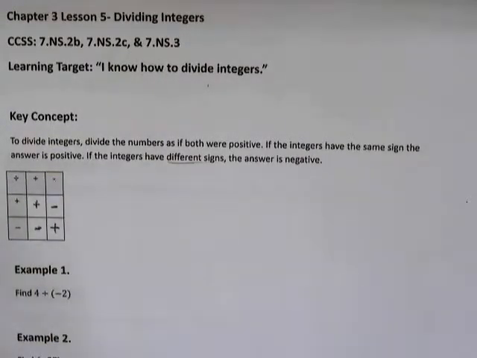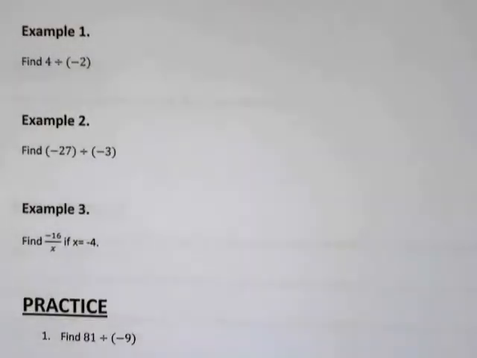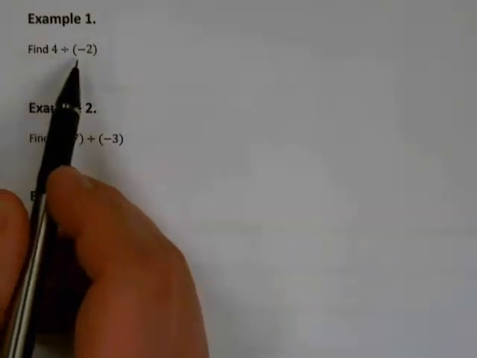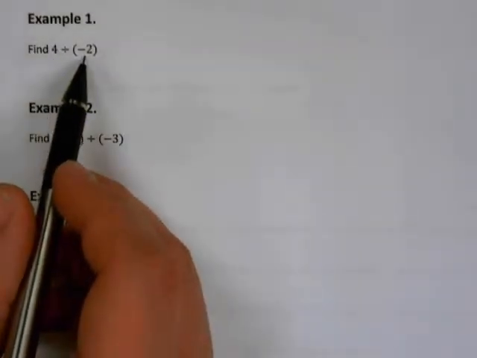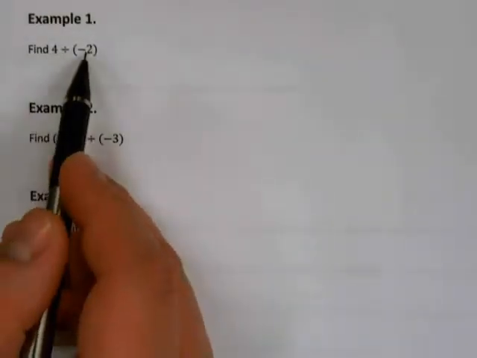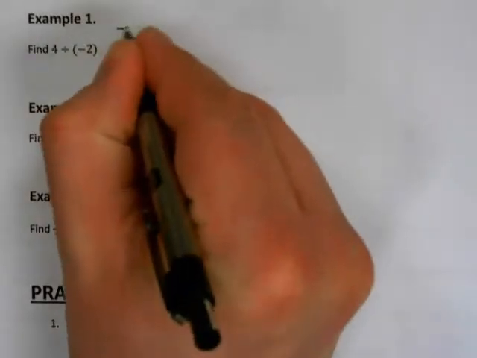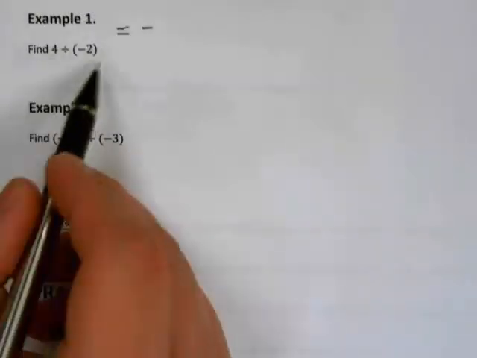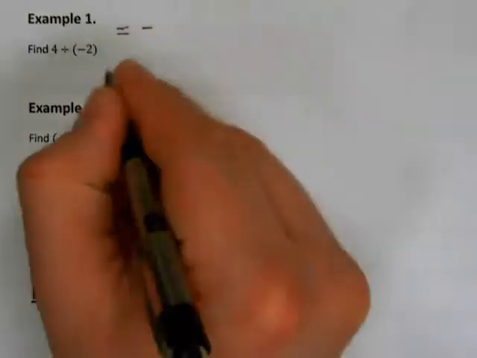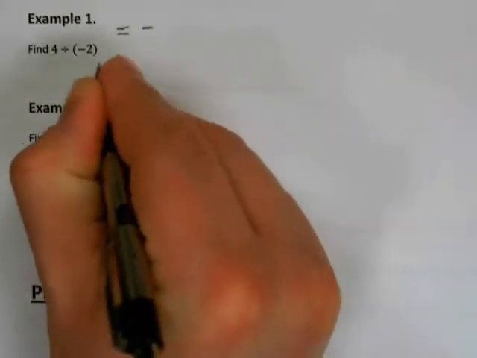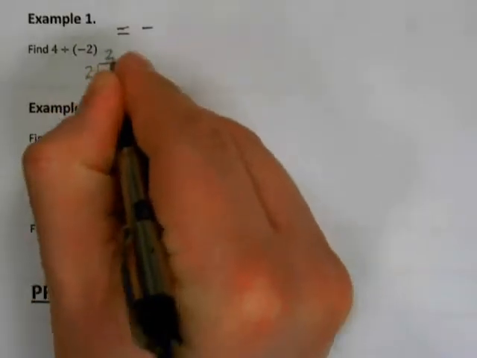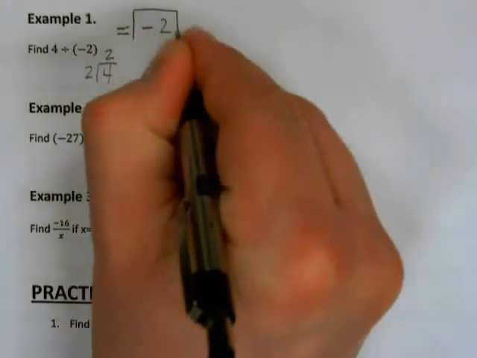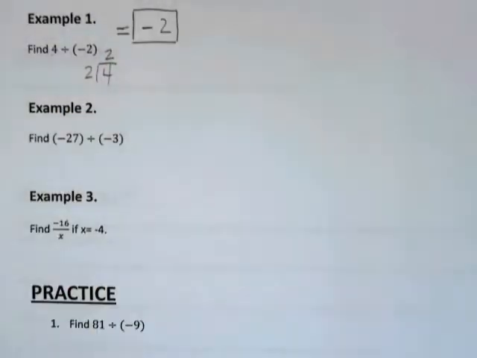Okay, let's do some examples. All right, example 1 says find 4 divided by a negative 2. Okay, and we see this one is positive, this one negative, so we know that our answer is going to be a negative answer, okay? Because one of them is negative, the other one is positive. Then we just take 4 divided by 2, and 2 goes into 4 twice, so our answer is a negative 2. Pretty simple stuff.